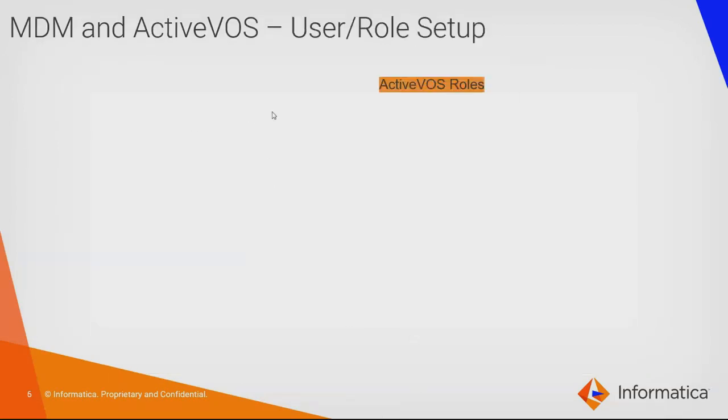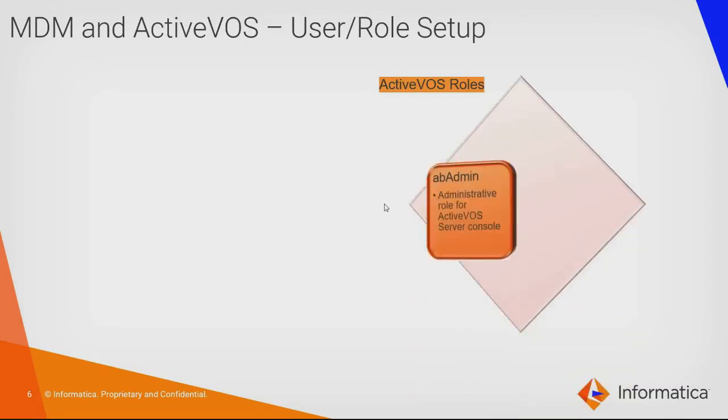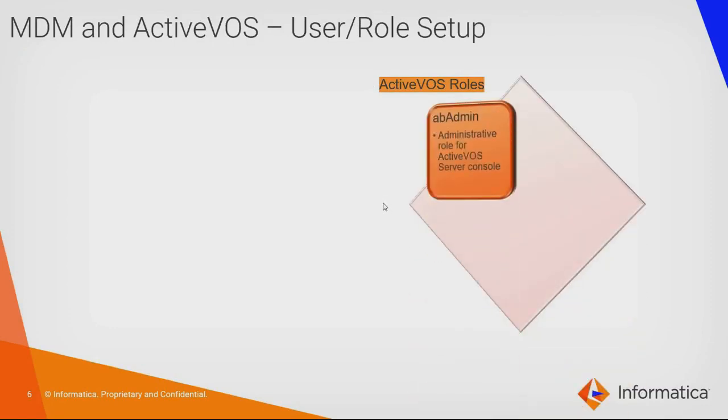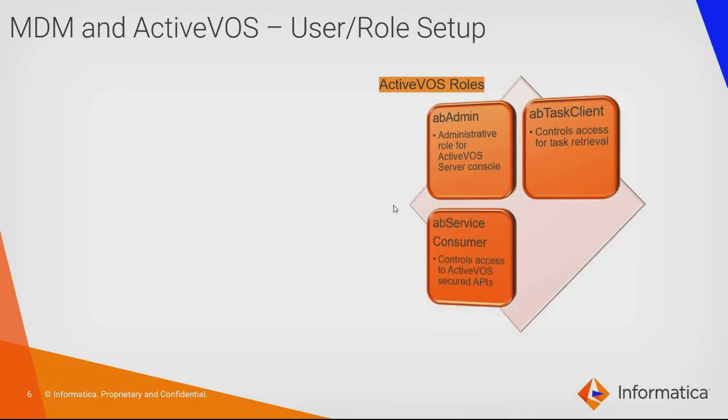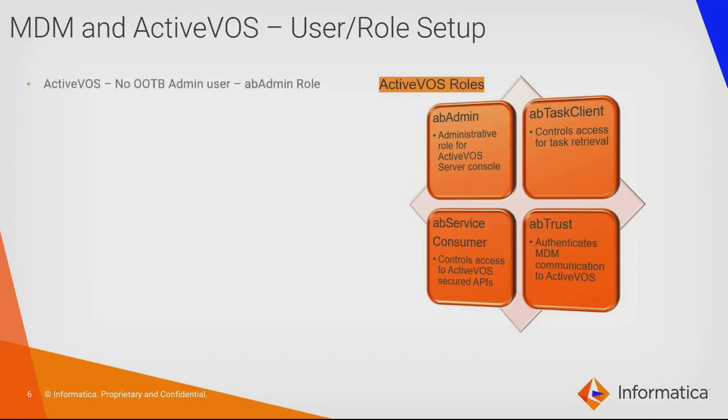Moving on to the user role setup. If you are an MDM customer, you probably know that MDM ships with admin as the default username and password, but ActiveVOS as a product ships with default roles. The primary roles that are used for an MDM integration are listed on screen, which basically helps for human task retrieval and access for identity service and the access to the ActiveVOS console.